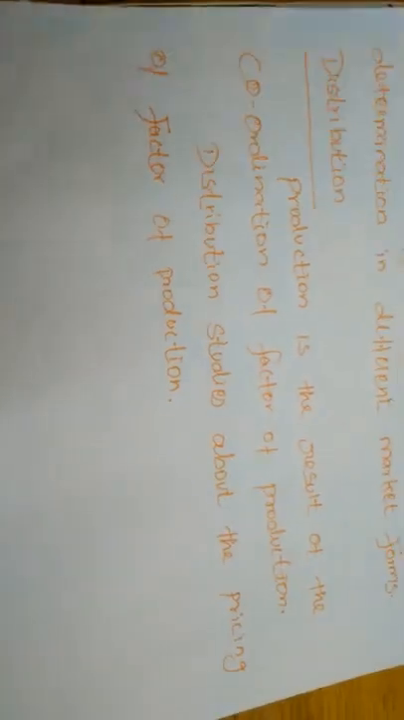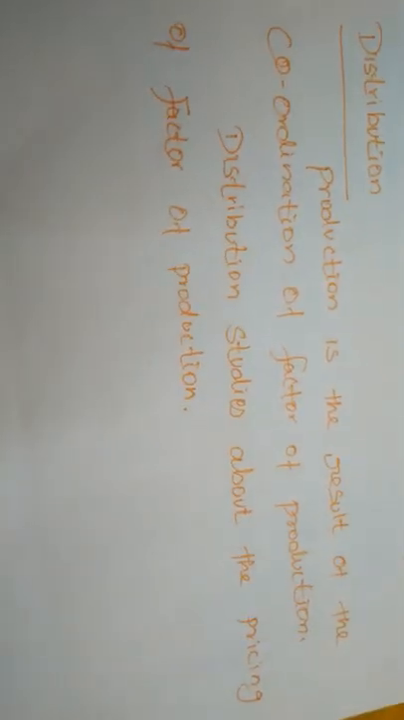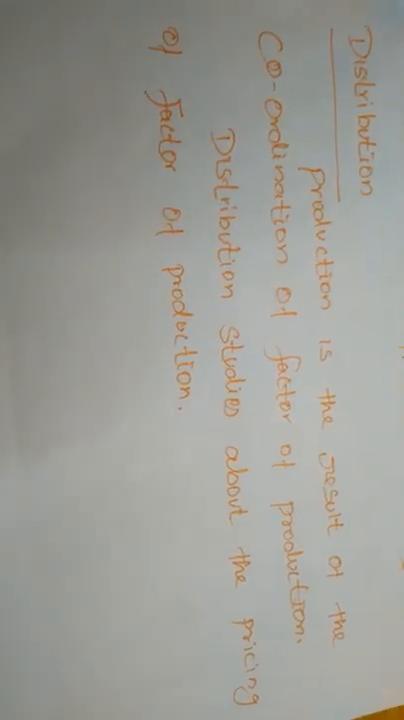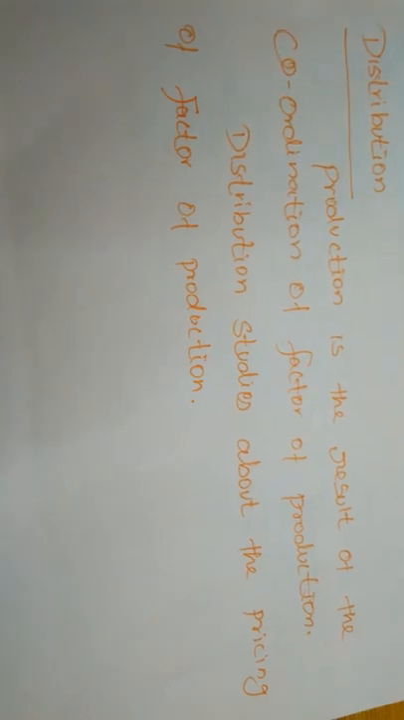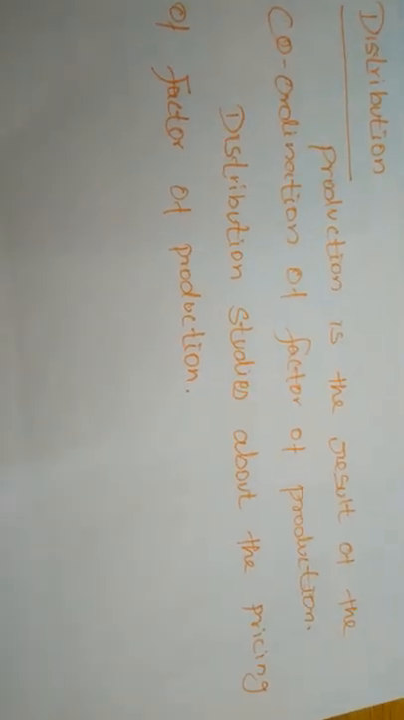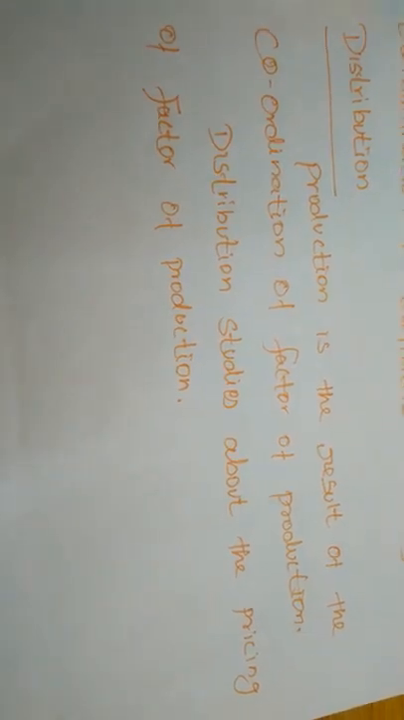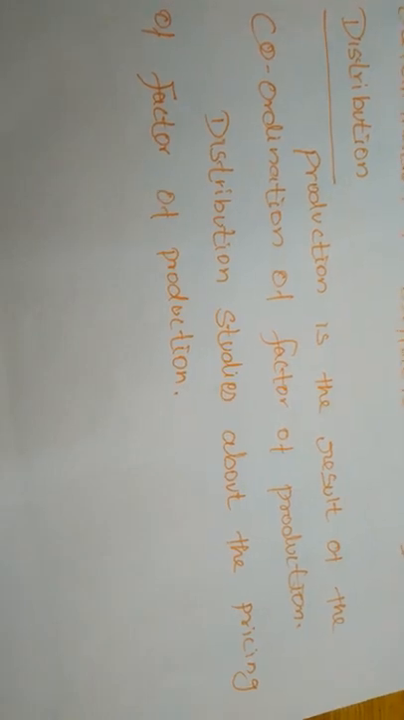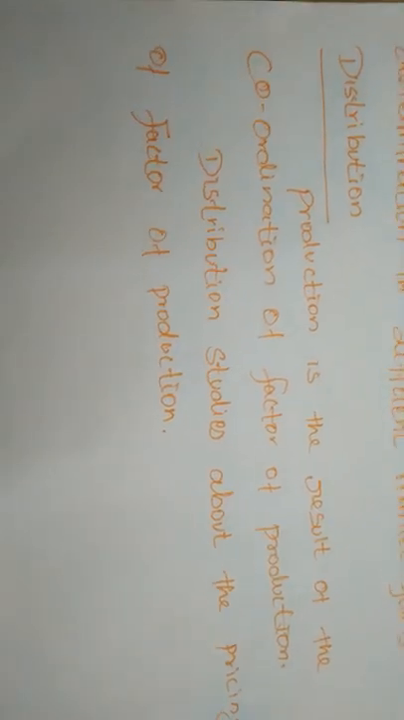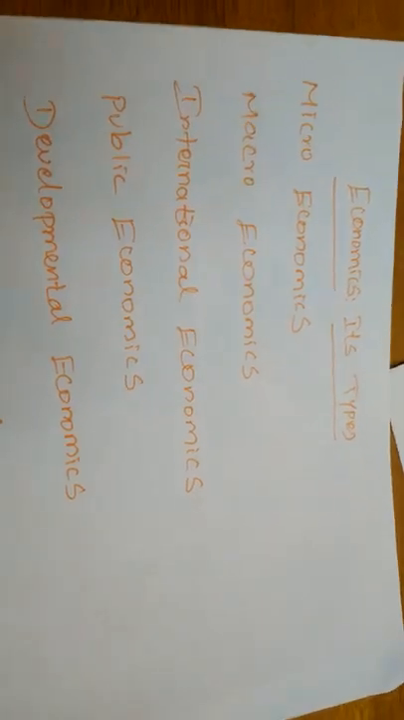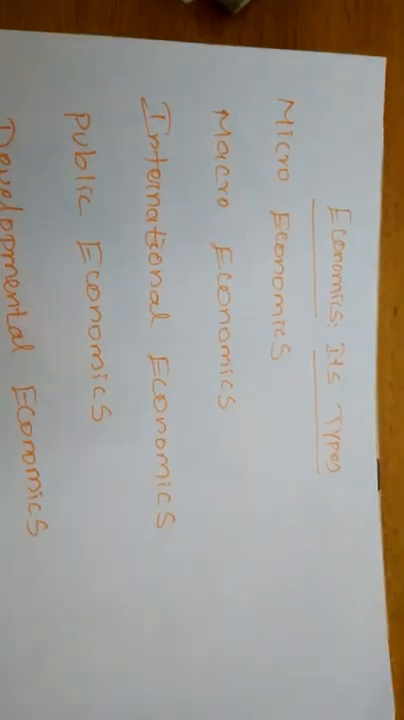Next, distribution studies the pricing of factors of production. We produce commodities by using the factors of production, so the factors of production also have to get reasonable remuneration in the form of wage, rent, profit and interest. How the factors of production get their remuneration is studied by the division of distribution, right? Yesterday we also studied some of the types of economics, the micro and macroeconomics only, right?